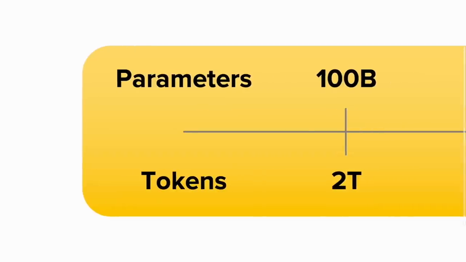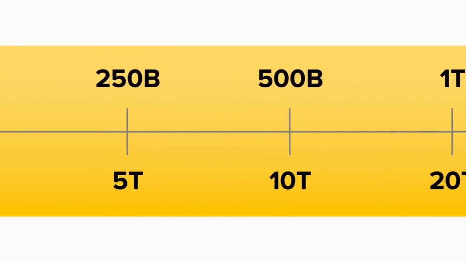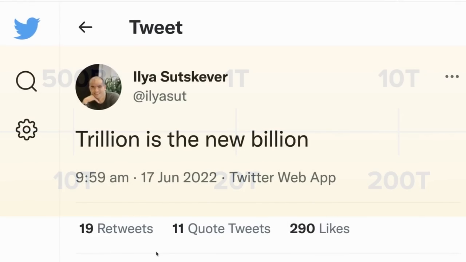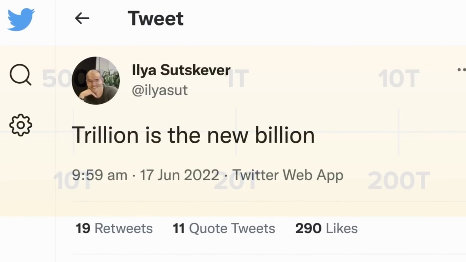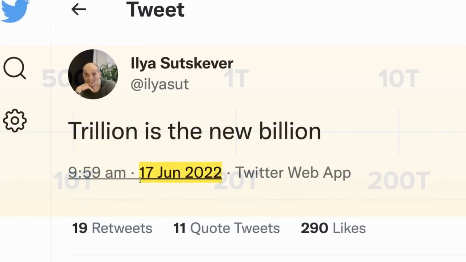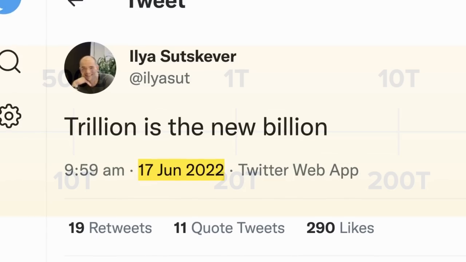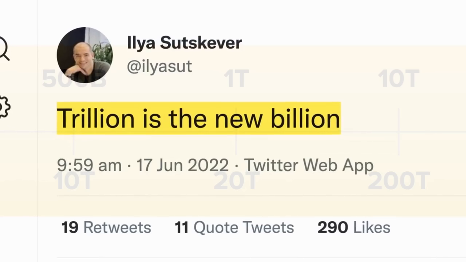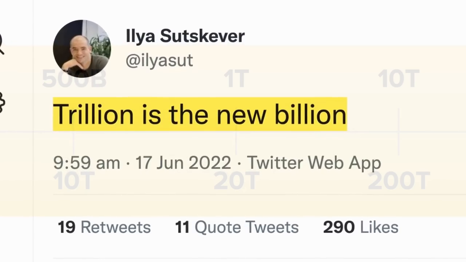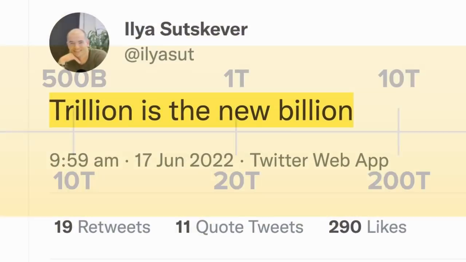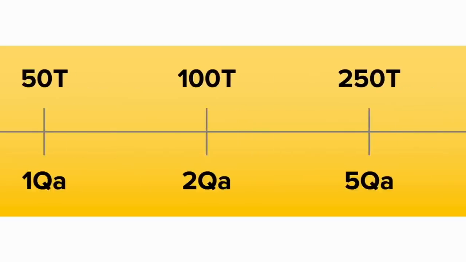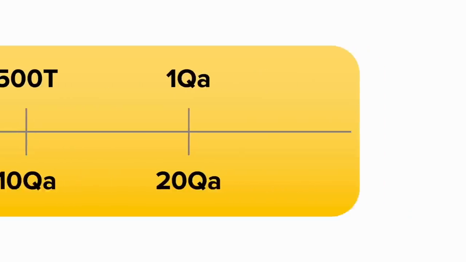If I scroll along here, you'll see that if GPT-4 hits 1 trillion parameters, it's going to need 20 trillion tokens. And we recently had the co-founder and chief scientist of OpenAI say on the 17th of June, 2022, that trillion is the new billion. I think he's giving us a hint that GPT-4 will be at least 1 trillion parameters. And the ruler keeps going. So 10 trillion parameters there needs 200 trillion tokens of training data.